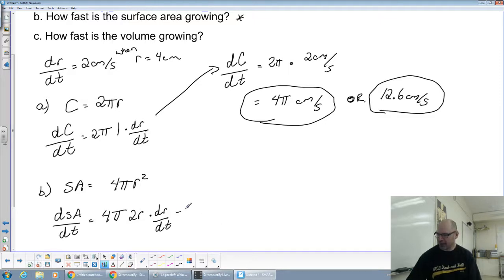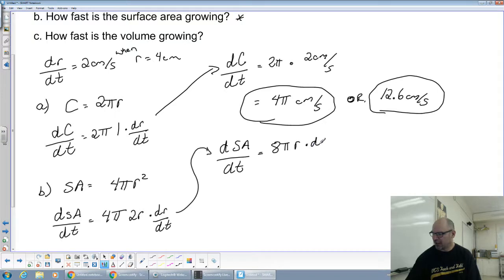Okay, we can simplify that a bit. 2r times 4 pi is 8 pi r. Okay, I should put the variable in there. Sorry guys, let me do this. Let's go dSA over dt. We should keep that in there so we don't get confused. Okay, and then it's 8 pi r times dr dt. Now you see why we needed that 4 centimeters to be able to calculate it.